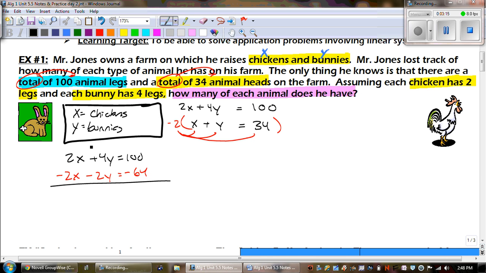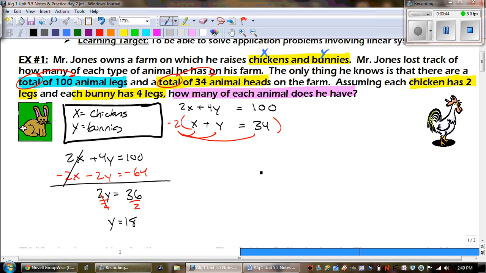Okay, and let's start combining. Our x's cancel just like we wanted to, and then we have 4 minus 2, or I'll talk about y's, so we get 2y, and then 100 minus 64 is 36. Okay, to find out what y is, we have to divide by 2, and then we get that y equals 18.